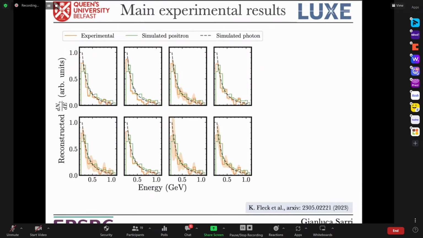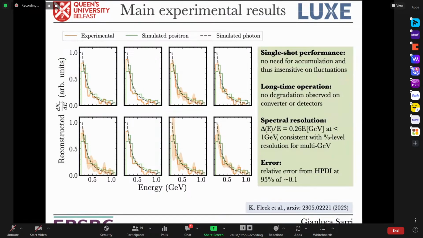So we applied this method to our experimental data, and here you see some examples, some 8 consecutive shots, where in orange, you have the convolution of the gamma ray signal experimentally obtained. The dashed line is the expected signal from simulation. So you see there's quite good agreement across for the 8 different shots.